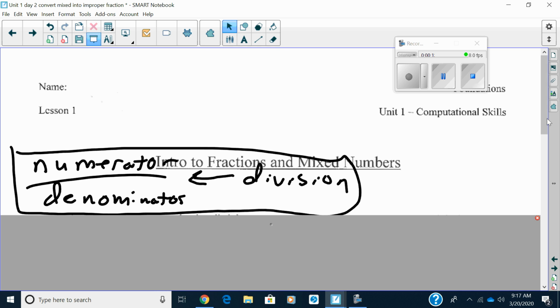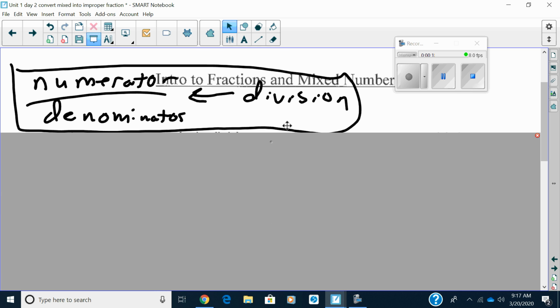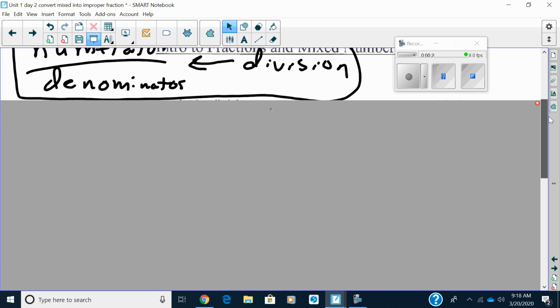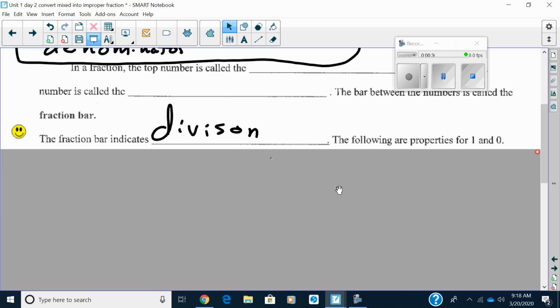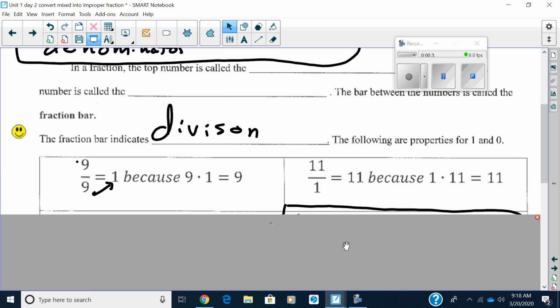We're going to be talking about fractions. The parts of the fraction: we have a numerator, and we have the denominator, the number on the bottom. The fraction bar means division, and the following properties are for 1 and 0.